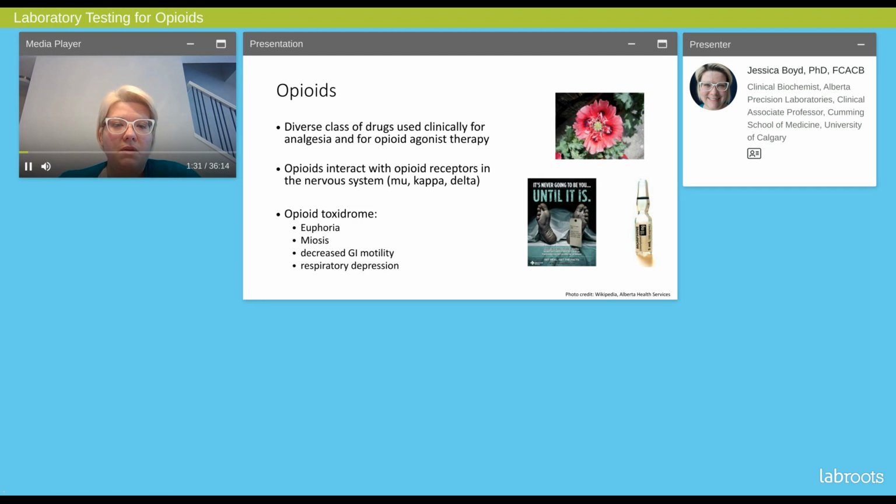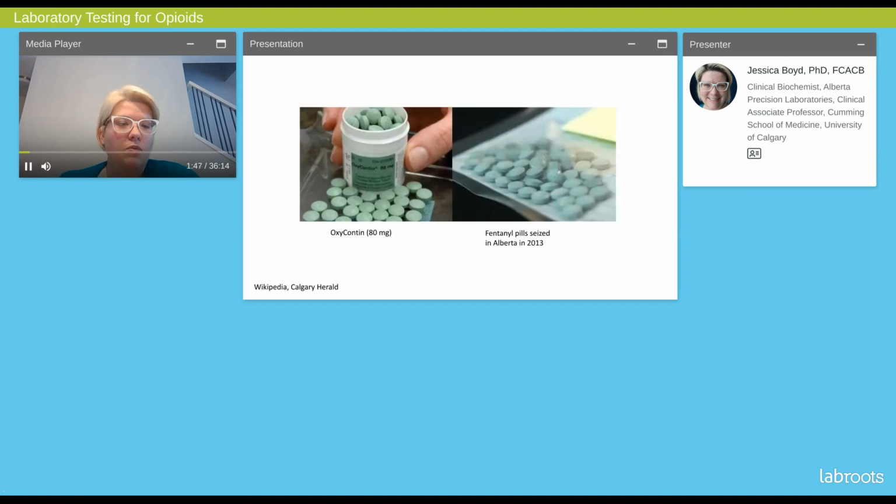Of course, we know that people who come in with acute opioid poisoning will present with a particular toxidrome, some of the features that I've listed below, but we also know that in high enough doses, that type of poisoning is fatal, and that is really what has precipitated the opioid crisis that we're seeing today, especially in North America and where I am in Canada.